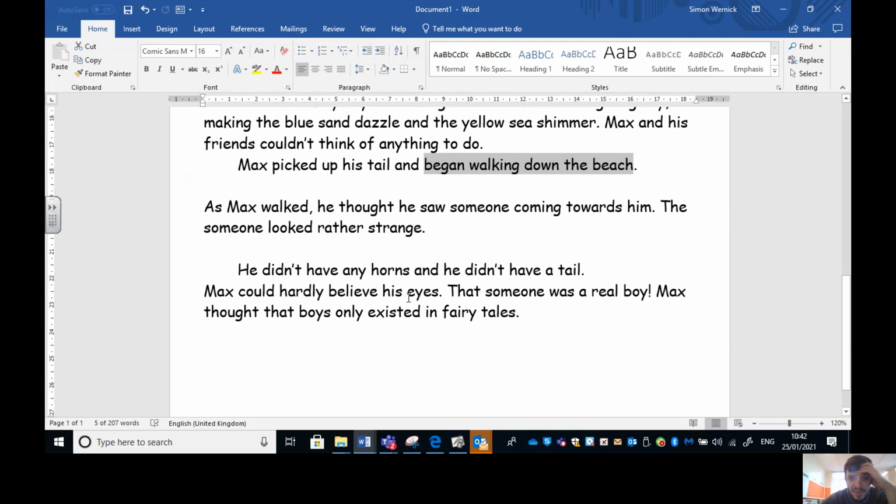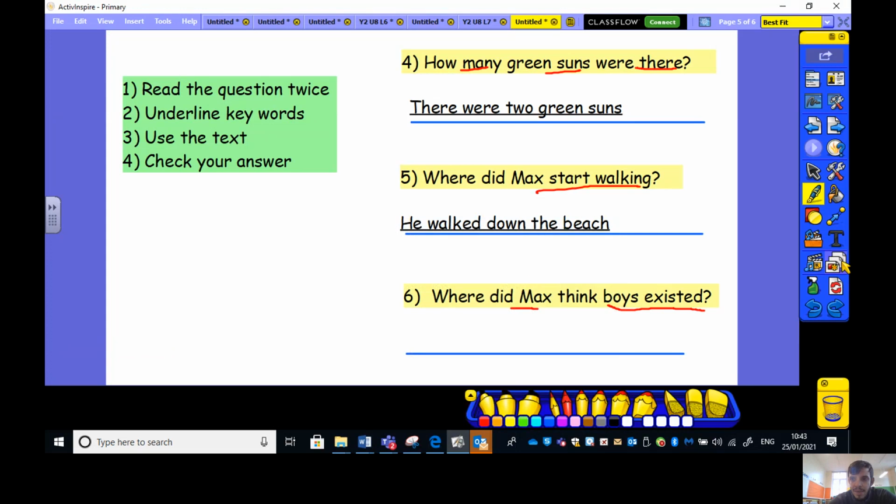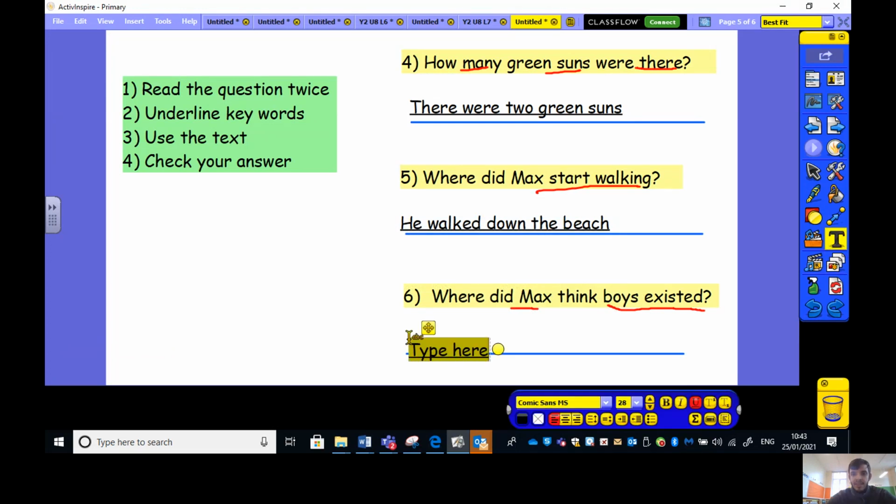Max could hardly believe his eyes. Again, doesn't tell me where he thinks boys exist. That someone was a real boy. No, not about boys existing. Max thought that boys only existed in fairy tales. Oh, Max thought that boys only existed in fairy tales. So where did Max think boys existed?